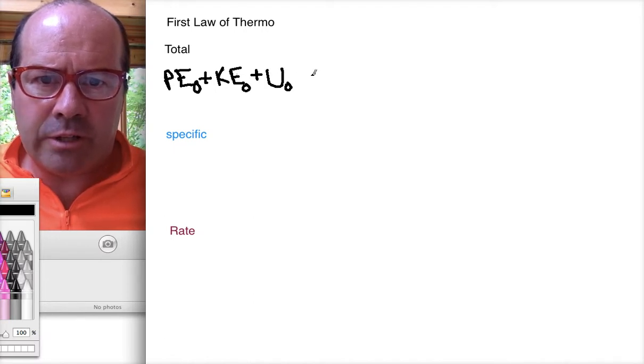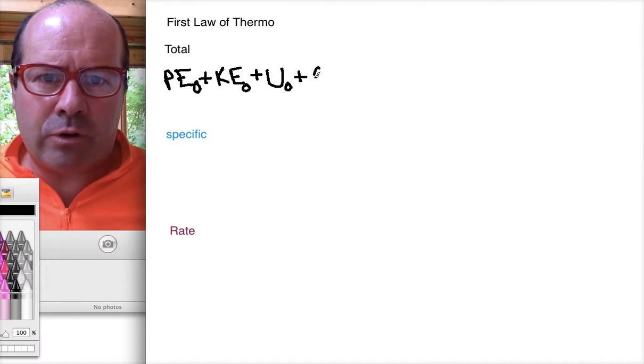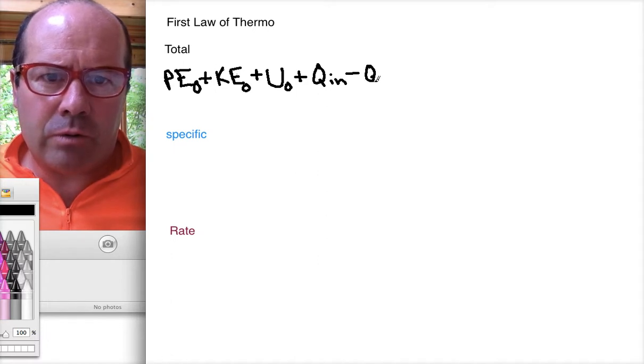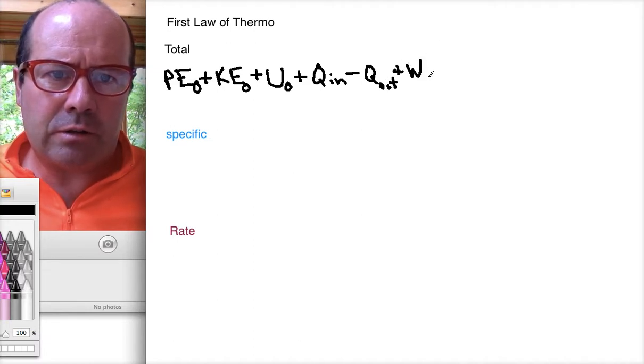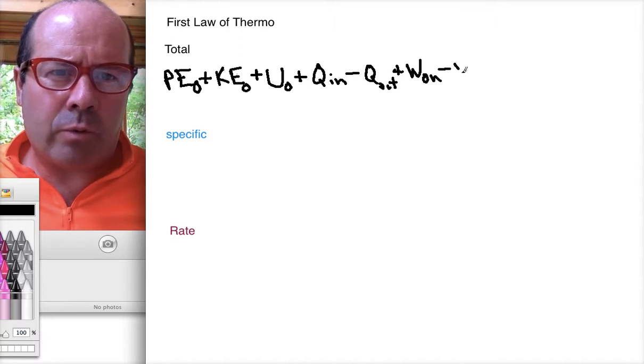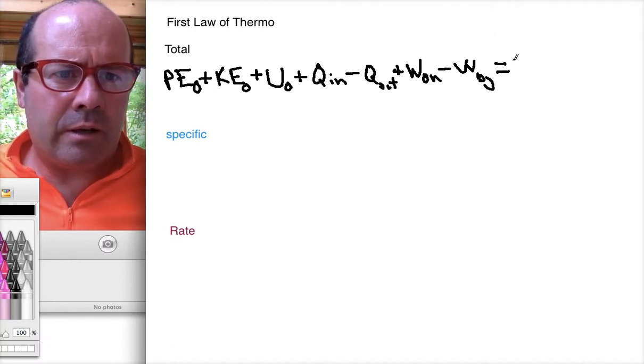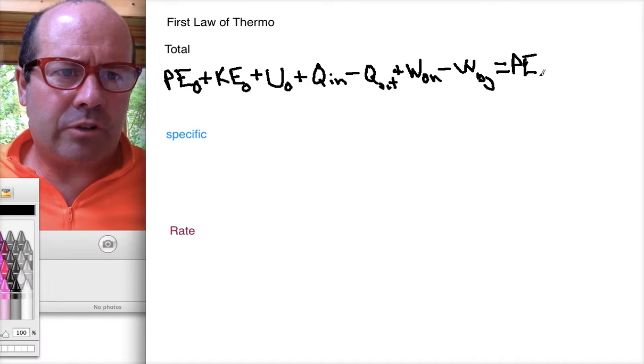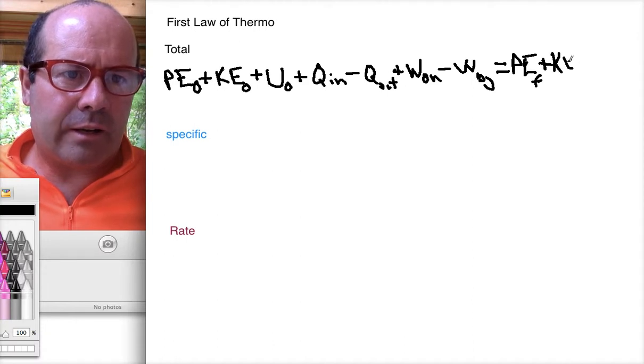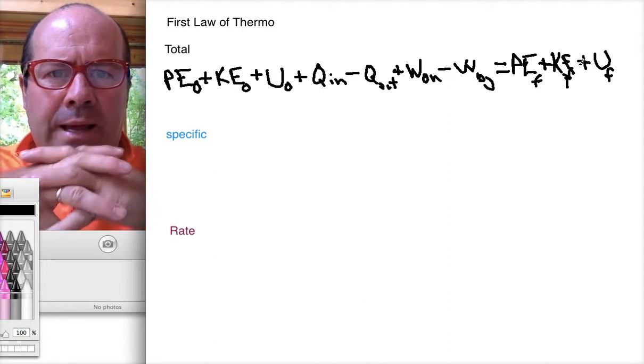total internal energy, plus then any heat that we transfer in, minus any heat we transfer out, plus any work that's done on, minus any work that we do by, and will equal the final potential energy plus final kinetic energy plus final internal energy. So this is the energy balance.